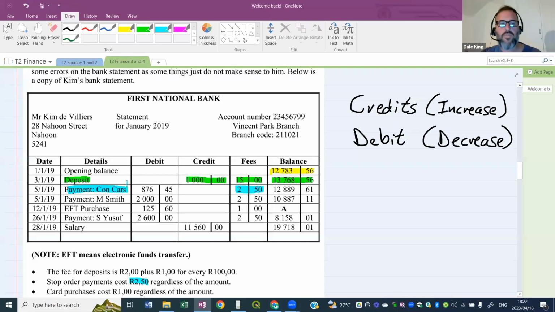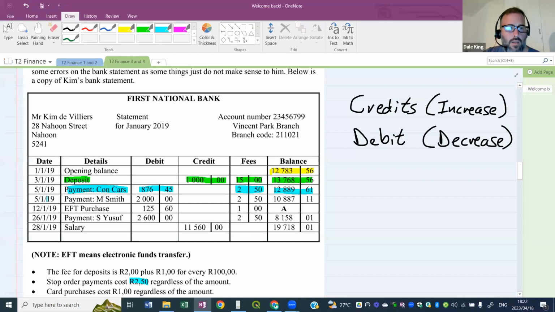Okay, you set it up. Companies can set it up for you, or you can set it up for yourself. A payment will come off every single month to pay people money that you owe them. Okay, so on the 5th of January to Concars, the payment to Concars was 876 Rand 50.45. It's a debit, it's coming off. It cost 250 because it's a stop order, and it decreased our balance.